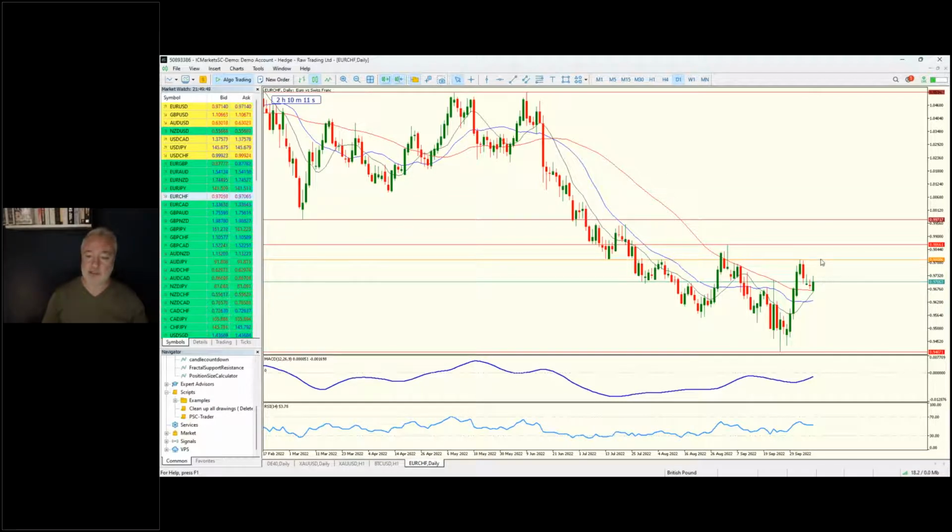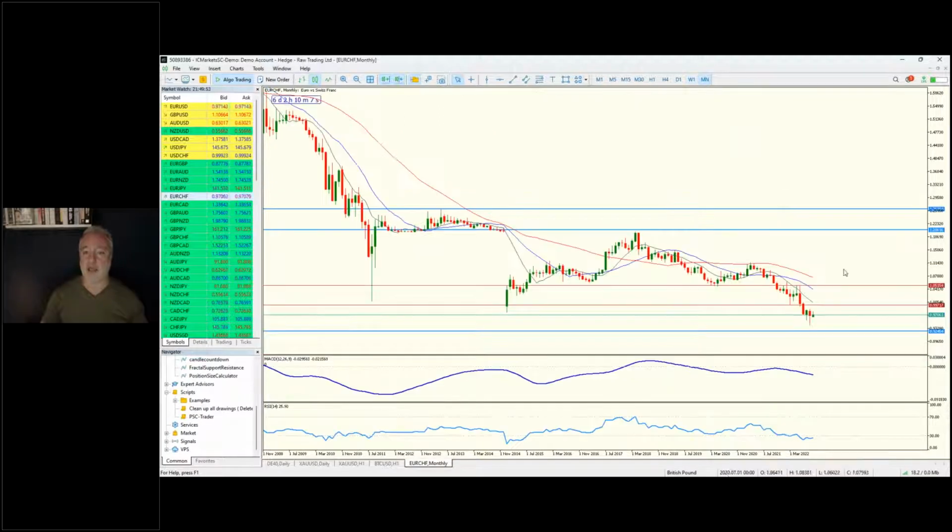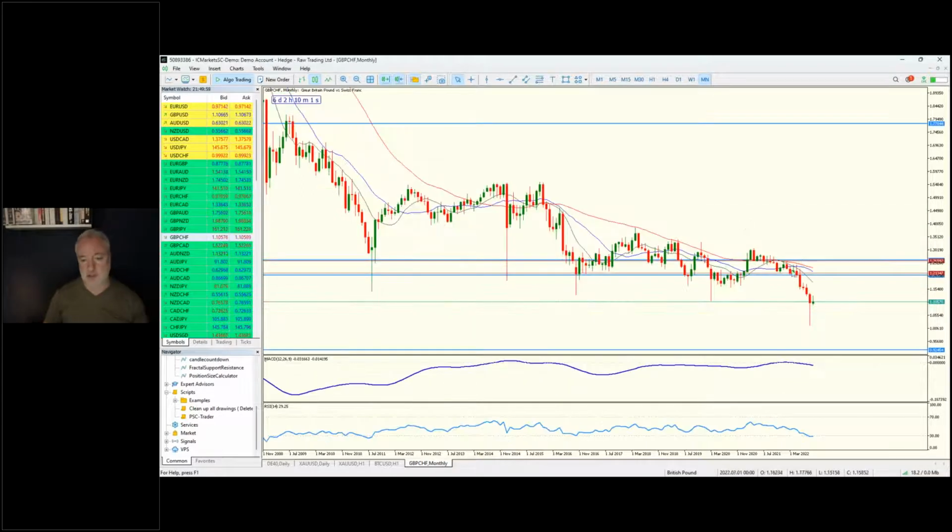So I can see where it's trying to turn around. I think what it's trying to do is maybe a weekly or maybe a monthly retracement back up to parity. That's what I think is potentially happening there. When I compare it to pound Swissie, I think it's even weaker, and I think if it does, it's going to try to come back up here. I think it's going to try to do that.